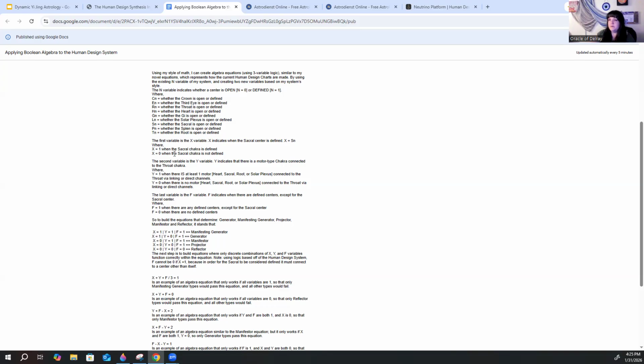So X is 1 when the sacral chakra is defined. X is 0 when the sacral chakra is open. So all manifesting generators and generators will have X equals 1, and the other 3 types will have X equals 0.